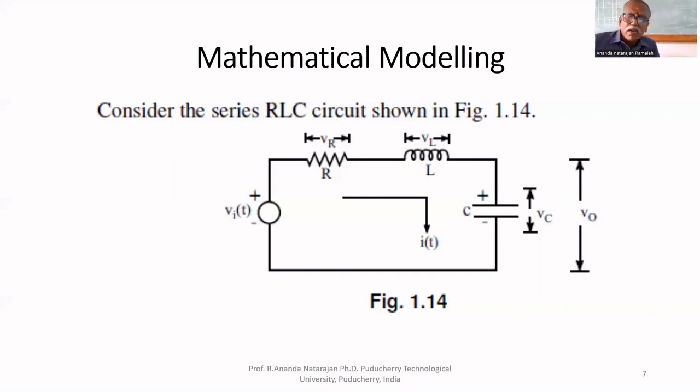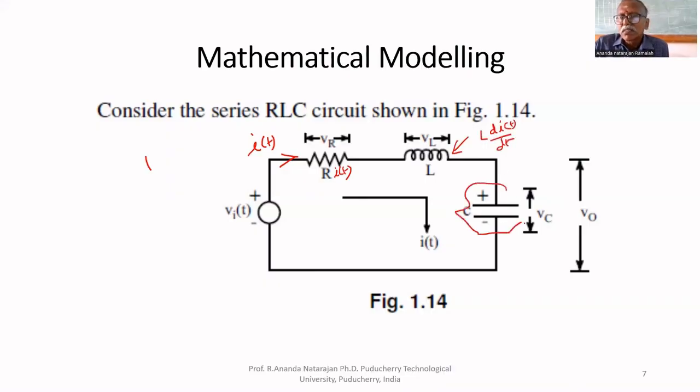To explain the mathematical model, here we have to apply KVL. If we apply KVL, the current through this, let us assume that it is I of t. Therefore, the potential drop across this resistor is R I of t. The potential drop across this inductor is L di by dt.